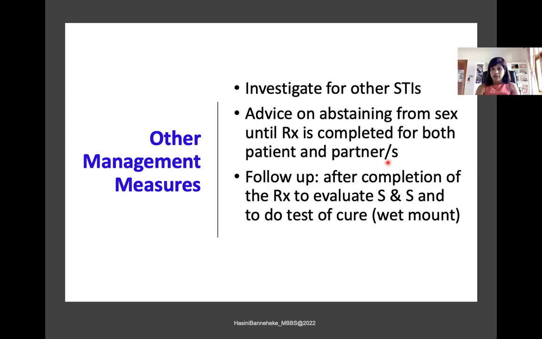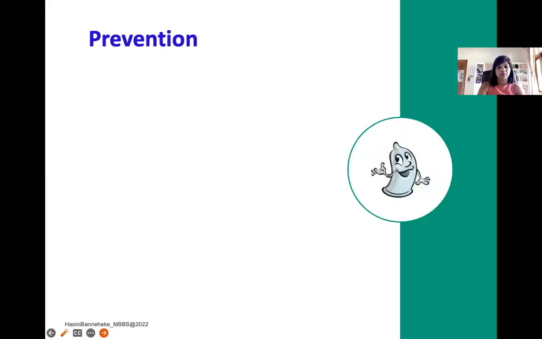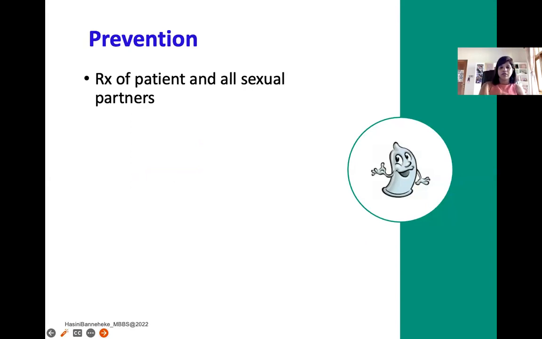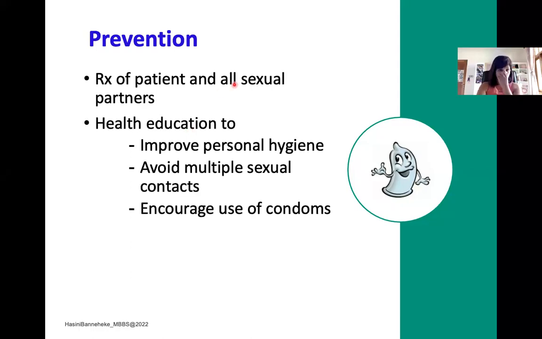Okay. And then usually in all the STIs, they do a follow-up test of cure. In trichomoniasis, it's the microscopy of the saline wet mount that we have to do. The problem is that mostly the patients may not come for this, but if there is a possibility, you should do it. So these are common for every sexually transmitted infection. And there are other preventive measures: as I said, you have to treat the patient as well as all the sexual partners, whoever she or he is having sex with, male and female both. And health education is important.